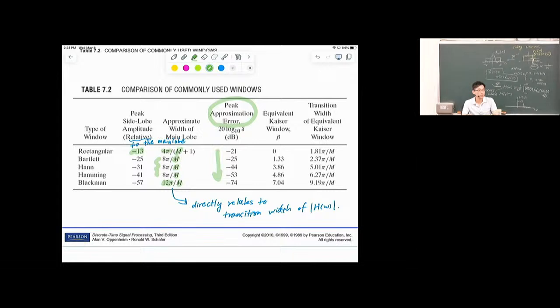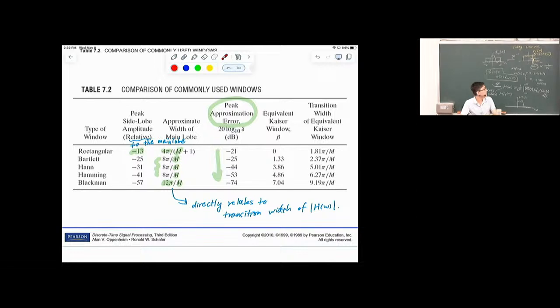So as a consequence of this order, we know that from rectangular all the way to Blackman, the performance seems to improve one after the previous one. Okay? This performance increases in this order, then therefore this performance also increases in that order. So it gets better and better from -21 to -20.